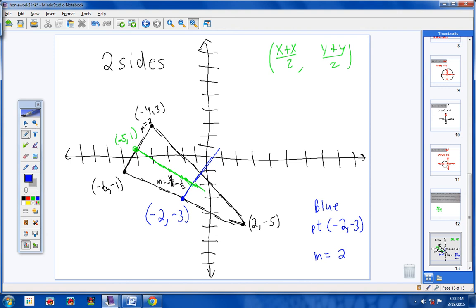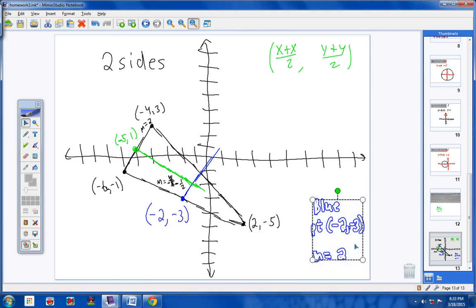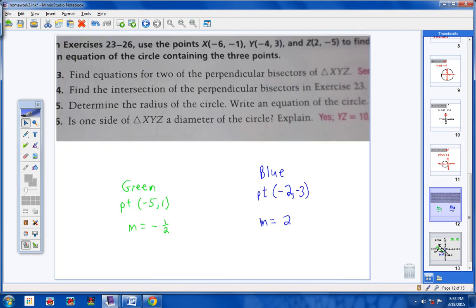So now I'm doing really well. Now I can quickly find the equation of the green line, and I can find the equation of the blue line. Let's do the green line first, okay? So here we go. Y equals mx plus b. So y would be 1, m would be negative 1/2, x would be negative 5, plus b. So 1 equals positive 5 over 2 plus b. Bring the 5 over 2 over, make it negative. So 1 minus 5 over 2 equals b, or 1 minus 2.5. That would be negative 1.5, or negative 3 over 2.